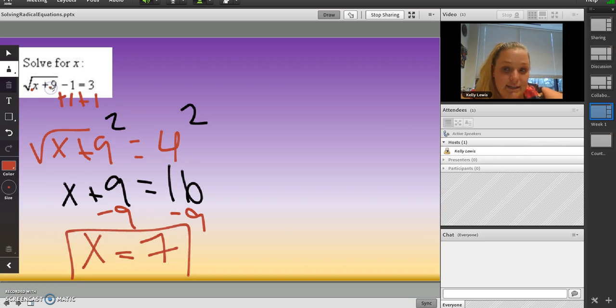So 7 plus 9 is 16. Square root of 16 is 4. 4 minus 1 is 3. So it works.